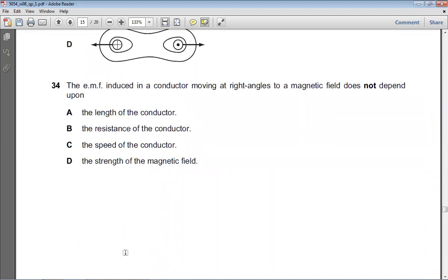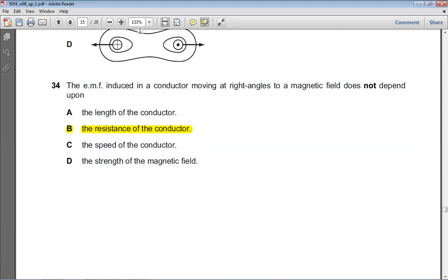The EMF induced in a conductor moving at right angles to a magnetic field does not depend upon which of these? The length of the conductor, it depends upon the length of the conductor. The resistance of the conductor, yes, it does not depend upon the resistance of the conductor. The speed of the conductor, it depends upon the speed of the conductor. The strength of the magnetic field, 100%, it depends upon the strength of the magnetic field. So on all these three factors, the length, the speed and the field strength, yes, it depends. The one thing on which it does not depend is the resistance of the conductor.